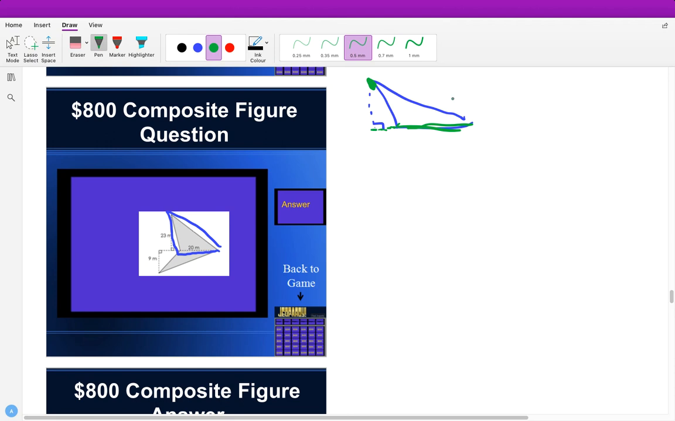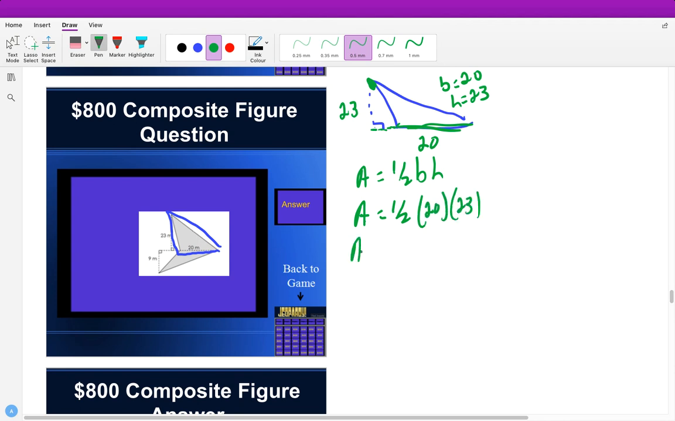So that means this green side here that is 20 is our base, and then this here is our height, that is 23. So our area is equal to 1/2 of base times height. Our base is equal to 20. Our height is equal to 23. So area is equal to 1/2 of 20 times 23. So area is equal to 10 times 23, or area is equal to 230 meters squared.